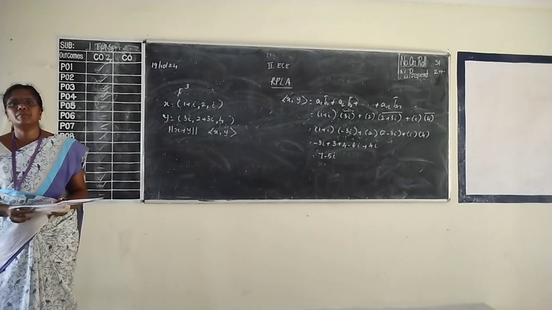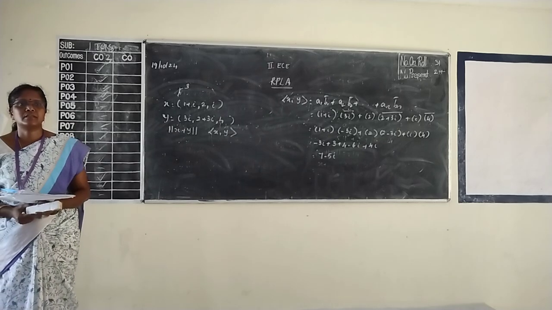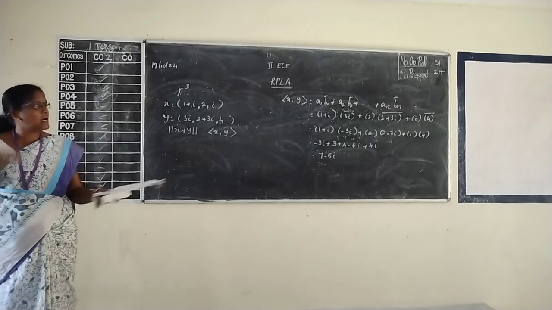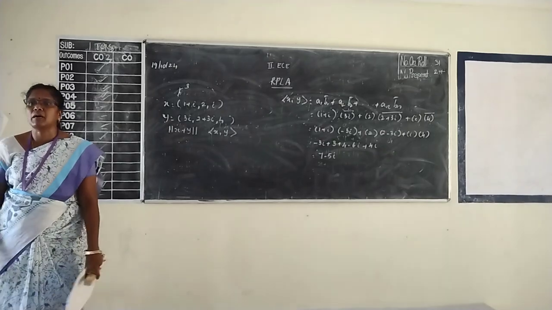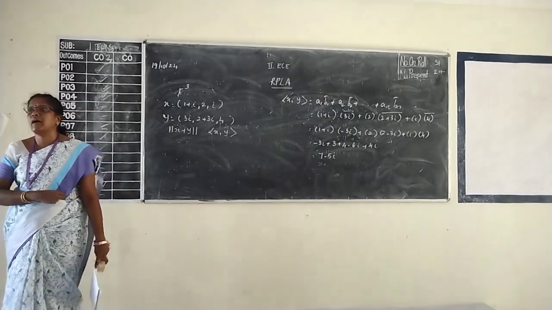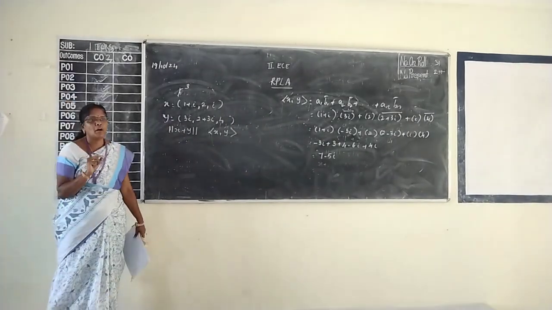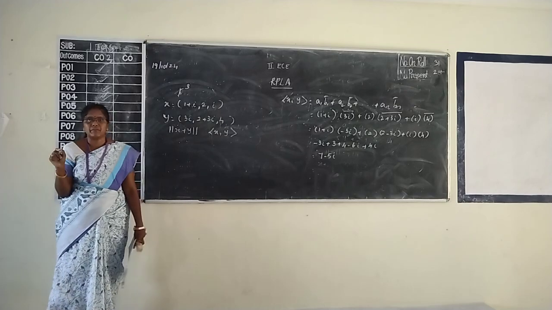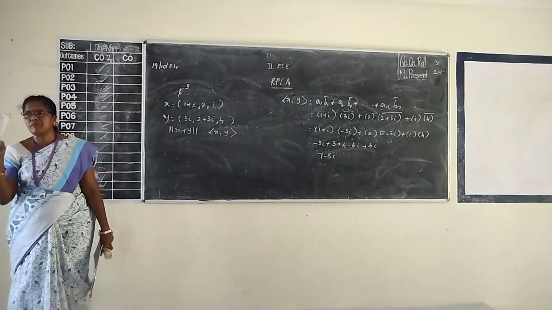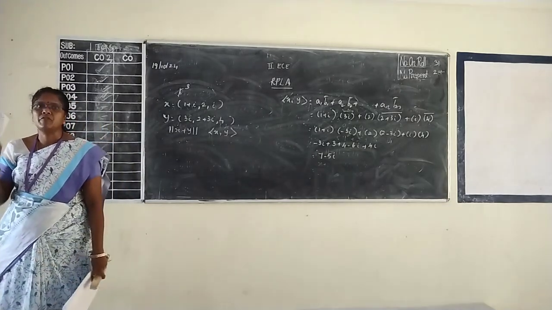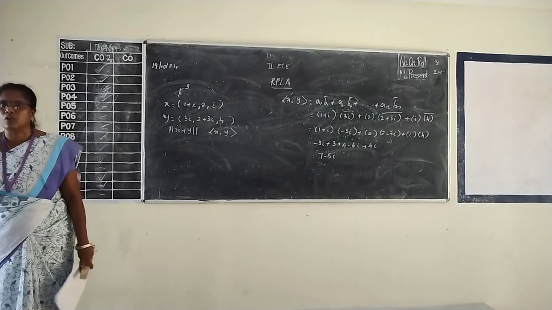Is that clear everyone? Yes? Any doubt? So now you have completed the inner product of x comma y. What is the next one you have to find? Norm of x plus y. First you add x plus y and find the answer for that. Then for that one you have to find the norm.